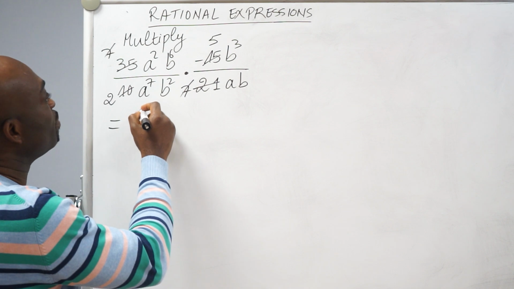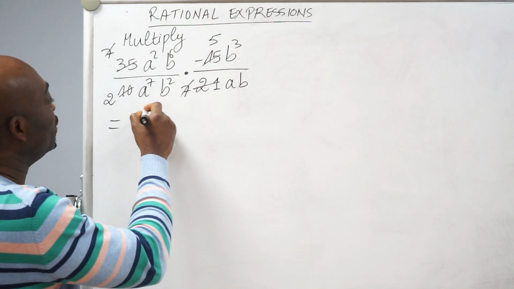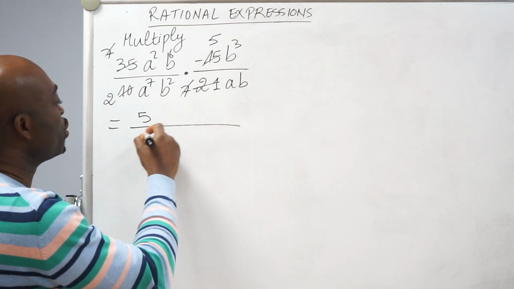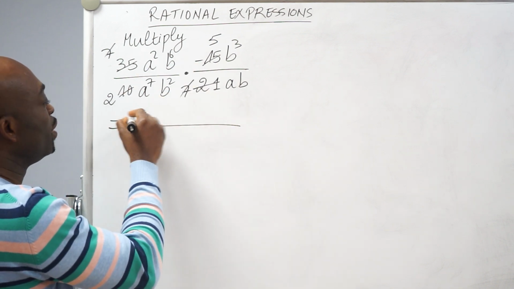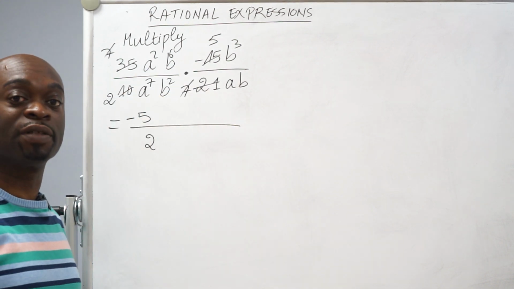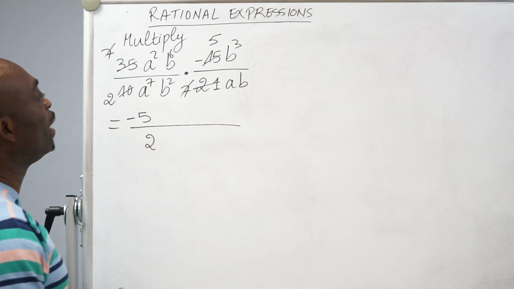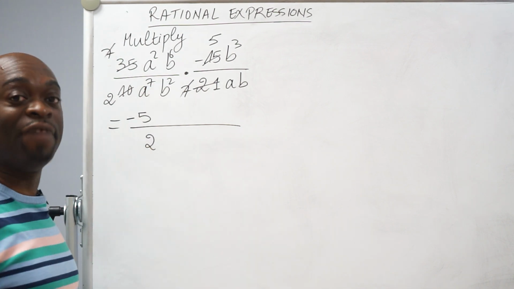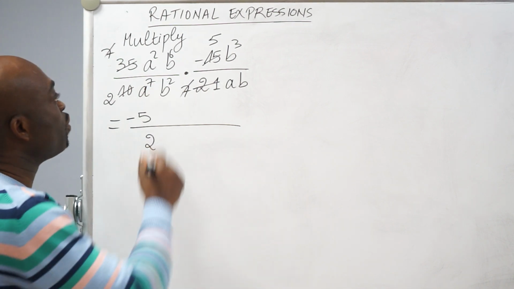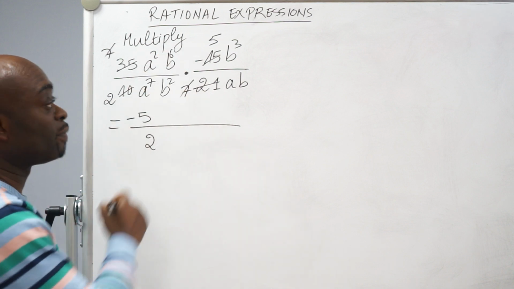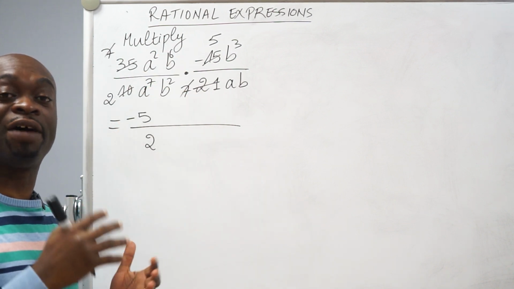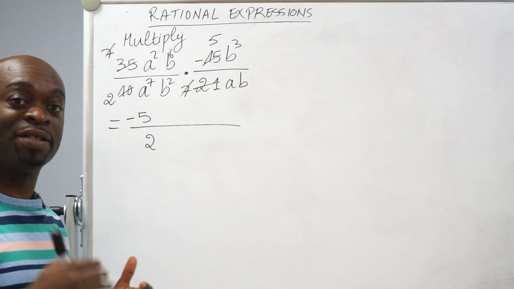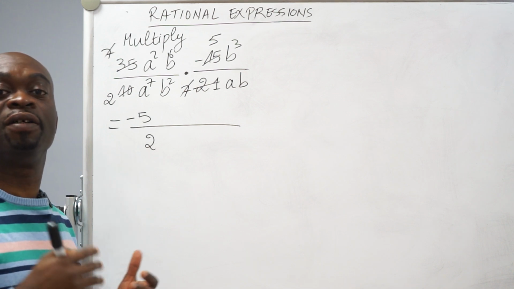So now let's put that down. We have 5 over 2. And then the negative sign, because we're multiplying, we can carry the negative sign right in the front. Now, let's go with the variables. So we take a first. We have a to the 2nd power and a to the 7th power. Now we already learned how to divide same base with different powers.